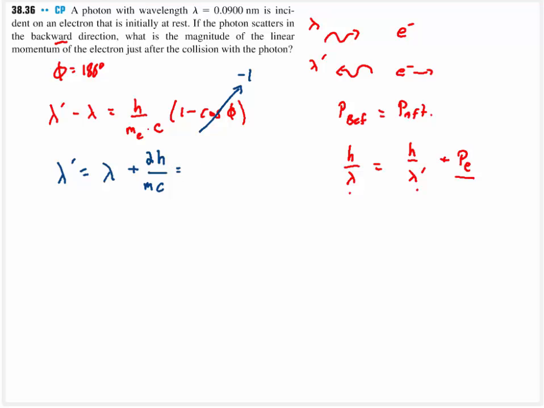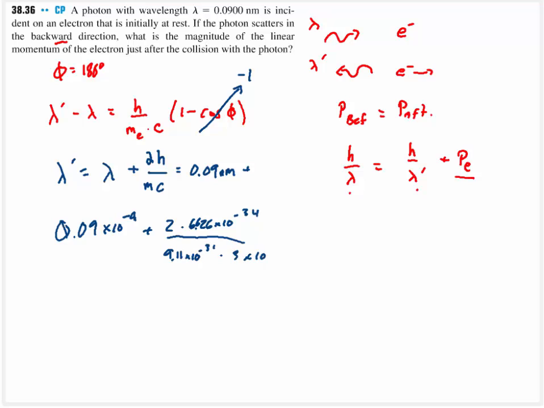which is going to be 0.09. I'm just going to leave that guy in nanometers, plus, actually I'm going to move down here, so that's going to be 0.09, I'll put it into meters, times 10 to the -9th, plus 2 times 6.626 times 10 to the -34th, divided by the mass of the electron, 9.11 times 10 to the -31, multiplied by 3 times 10 to the 8th, and I'm going to get my new wavelength to be equal to 0.09485 times 10 to the -9th meters.